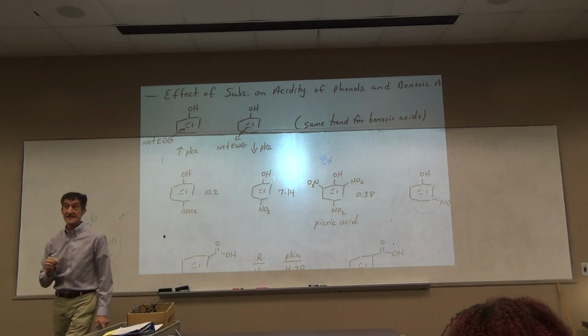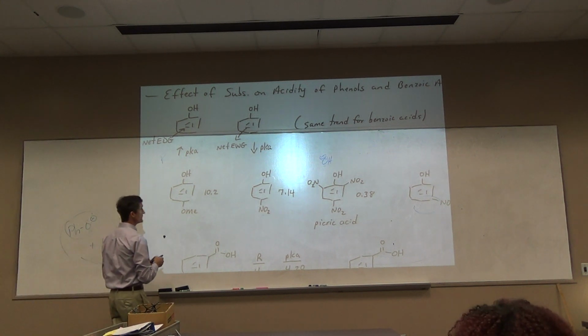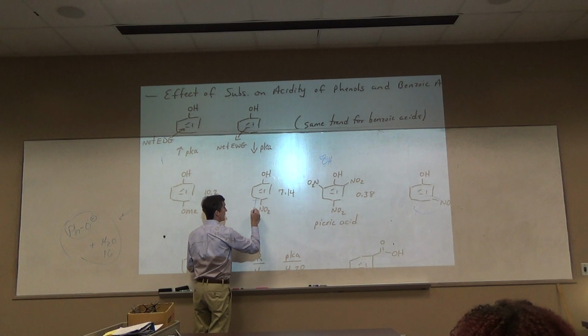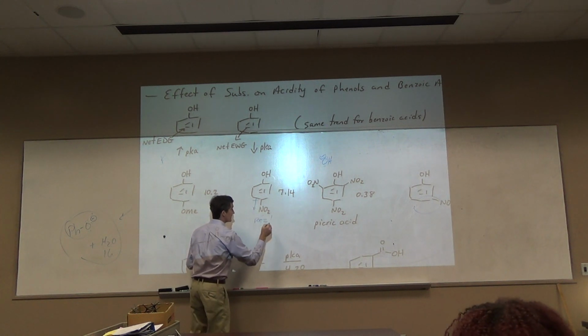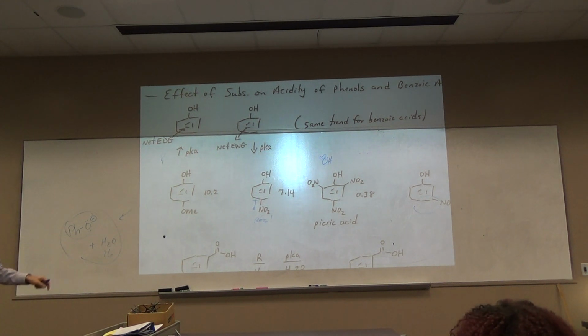Paranitrophenol, 7.14. Why? That's significantly different than phenol. Because the nitro is a strong electron withdrawing group. But in addition to just withdrawing, we also have resonance. You can do resonance of the anion into the nitro group. And I think there are some examples on the next pages for you to do that as practice.